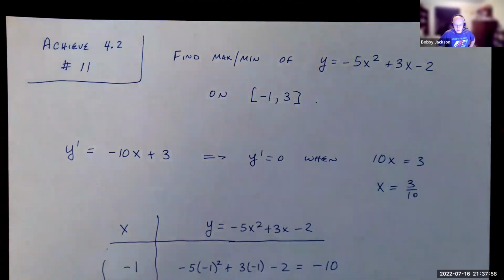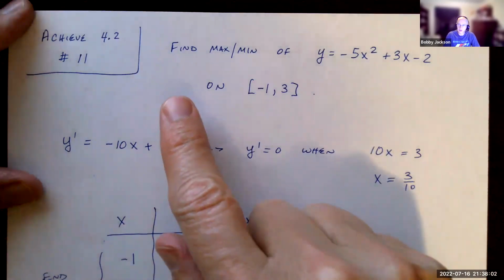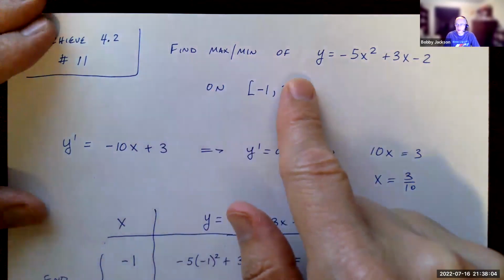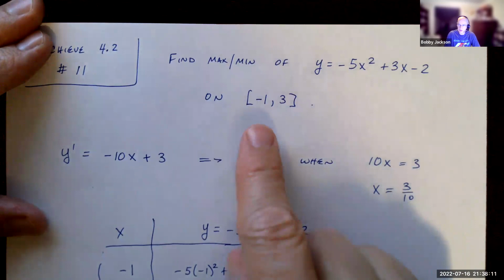Hey, let's try number 11 in section 4.2. Like a lot of the ones in 4.2, we're going to find the max and min of this continuous function on the closed interval from -1 to 3.